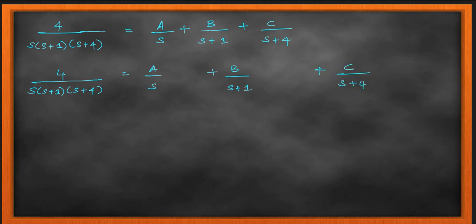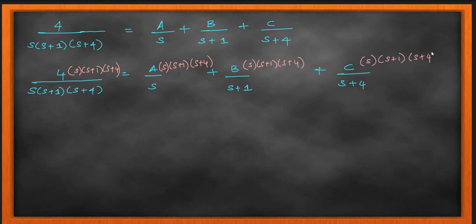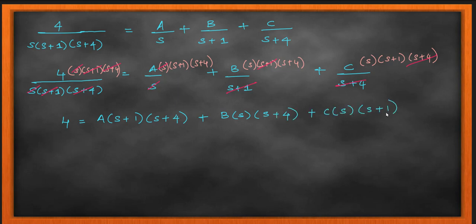So for now, I'm just sticking to these 3 rules, which means now I'm going to multiply the right hand side and the left hand side with the denominator of my left hand side, that is s into s plus 1 into s plus 4. Then I'm eliminating common terms in the numerator and denominator throughout, and I get rid of these things. And then I'm writing the output of step 2. So that is going to be 4 is equal to a into s plus 1 into s plus 4 plus b into s plus 4 plus c into s plus 1.